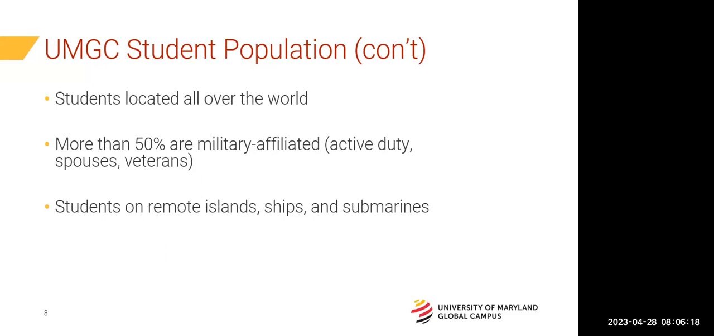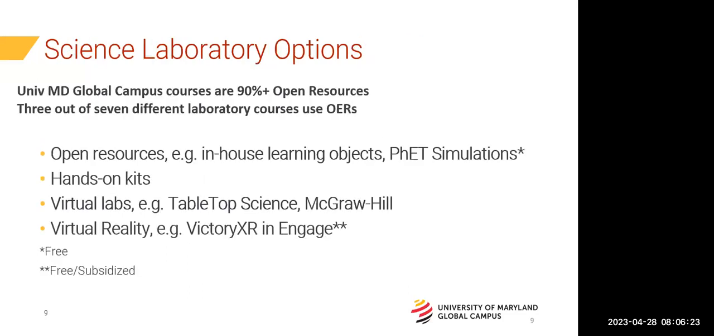Many of our students are on remote islands or ships or submarines. As a university whose responsibility it is to meet the requirements of the University System of Maryland for students to get their degrees, we need to present lab courses. Now, the University System of Maryland requires at least 1 credit of lab science in order for a student to meet the requirements for a degree from the University System of Maryland.